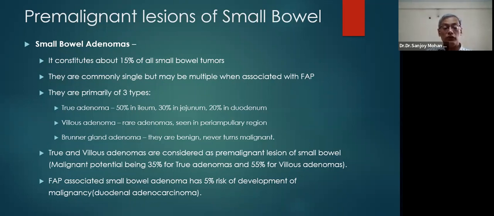True and villous adenomas are considered premalignant lesions of the small bowel, with a malignant potential of 35% for true adenomas and 55% for villous adenomas. The FAP-associated small bowel adenoma has a 5% risk of developing malignancy, such as duodenal adenocarcinomas.